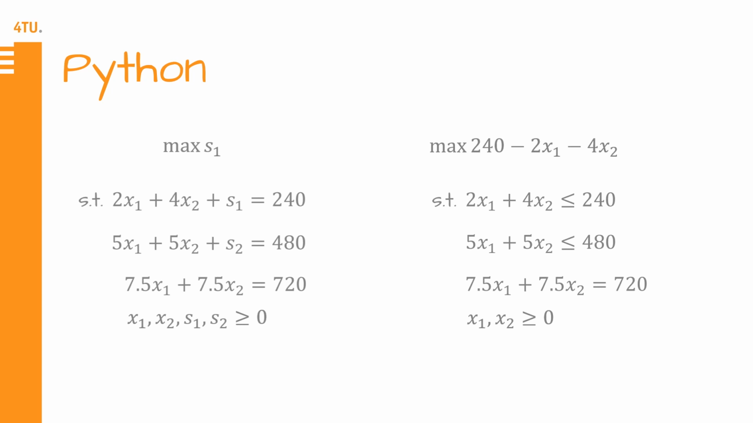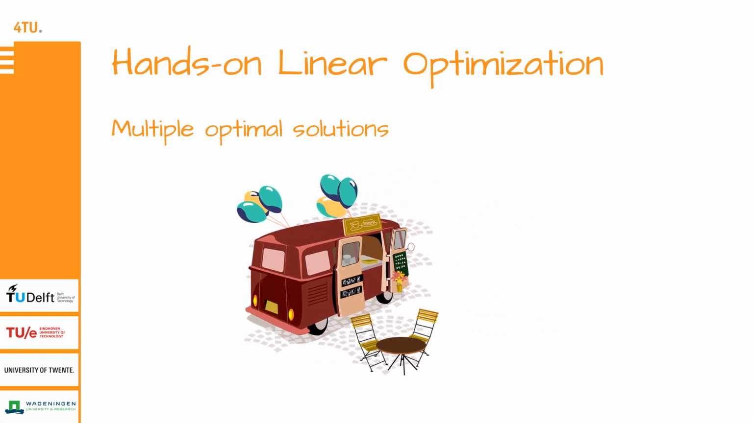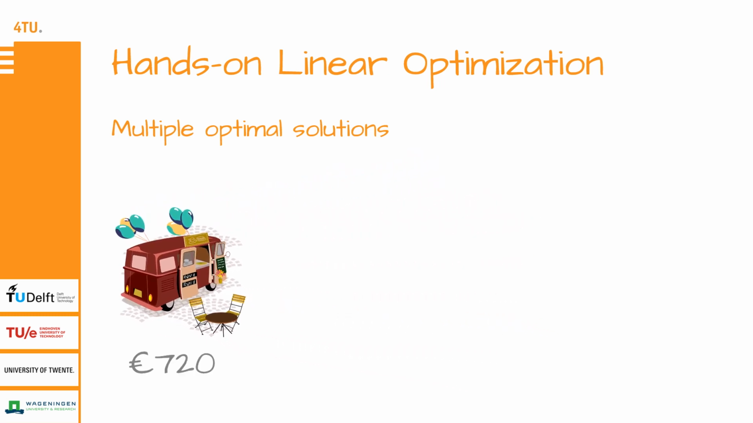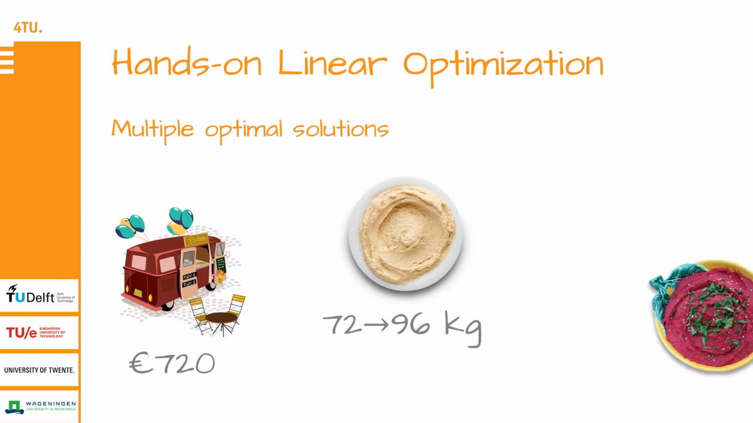If you implement this new model in Python, you will find another optimal solution with a profit of 720 euros, for which 96 kilograms of plain hummus is produced and 0 kilograms of beetroot hummus.